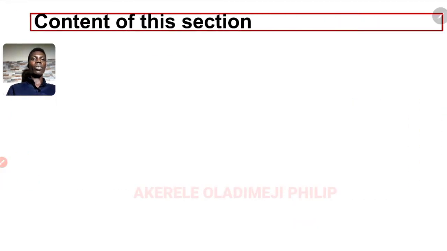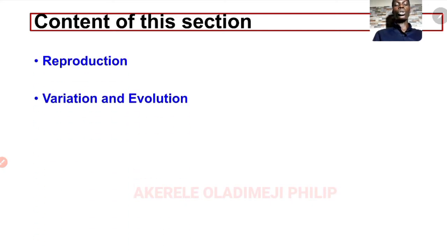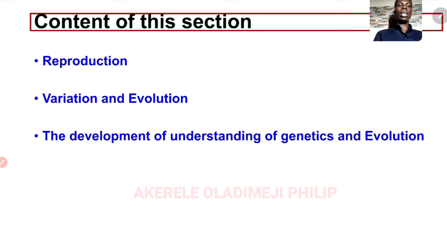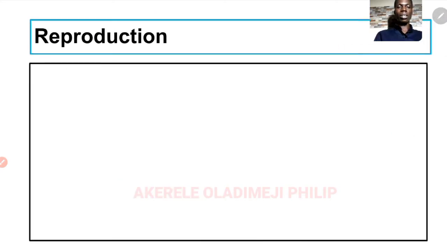The content of this section will be, the first one is going to be reproduction, then we'll look at variation and evolution, then we'll look at development of understanding of genetics and evolution, then we'll look at classification of living things. So we have 4 segments on this section either way. Then each of them has lectures.